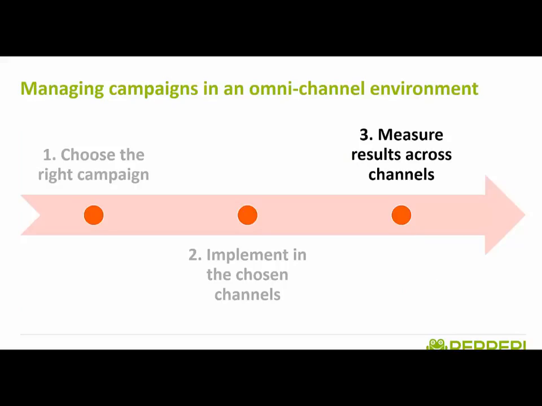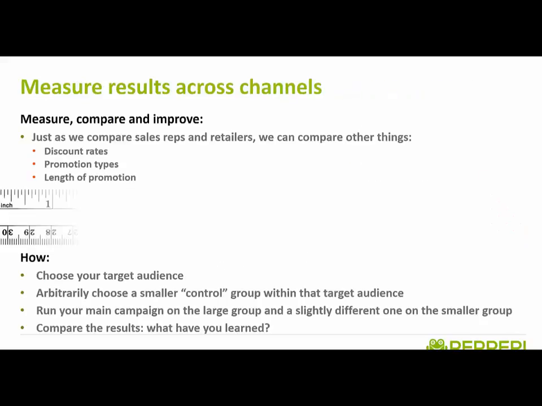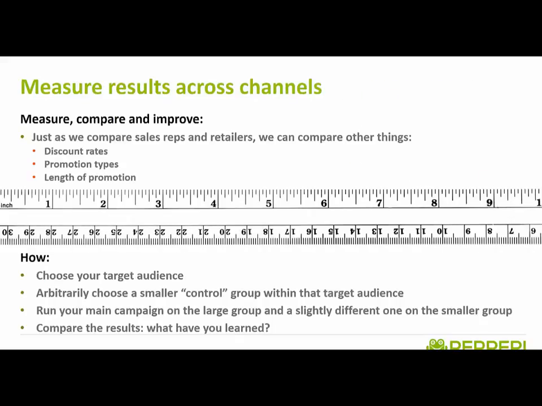The last thing, of course, is measuring the results across channels. Measure, compare, improve. The same way you compare the performance of your sales reps or your retailers, you can compare other things: discount rates, promotion types, length of promotion. So how do we do this? First of all, you need to choose your target audience. Then you arbitrarily choose a smaller control group within the target audience. You run your campaign on the large group and a slightly different one on the smaller group. Then you compare the results. What have you learned?